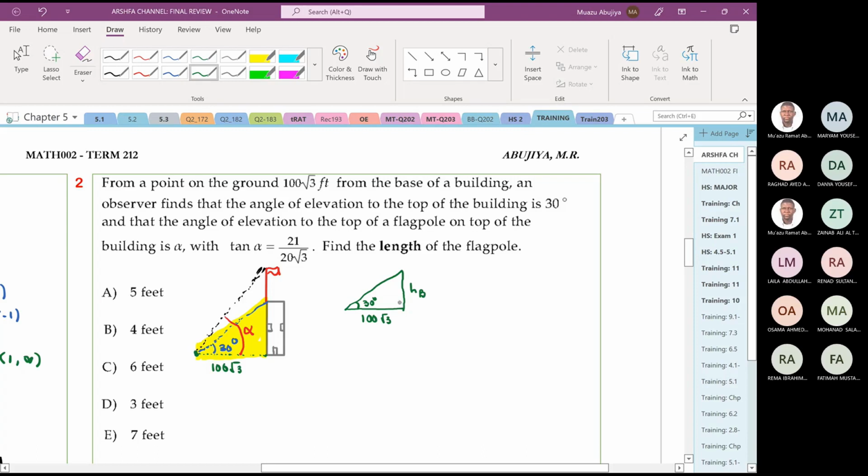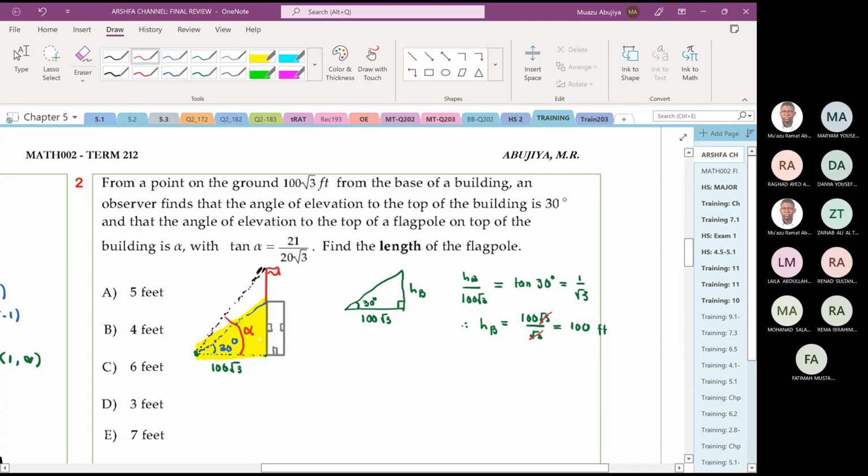Now we can say, of course, this is going to be 90 degrees. So we can say H, the height of the building, over the adjacent, 100 root of 3, is going to be equal to opposite over adjacent, which is equal to the tangent of 30 degrees. Now, we know the tangent of 30 degrees is going to be 1 over square root of 3. So therefore, what does it mean? It means the height of the building is going to be equal to, when we multiply, 100 root of 3 divided by root of 3, and the answer will be equal to 100 feet. So the height of the building is 100 feet, because the root of 3 goes with the root of 3.